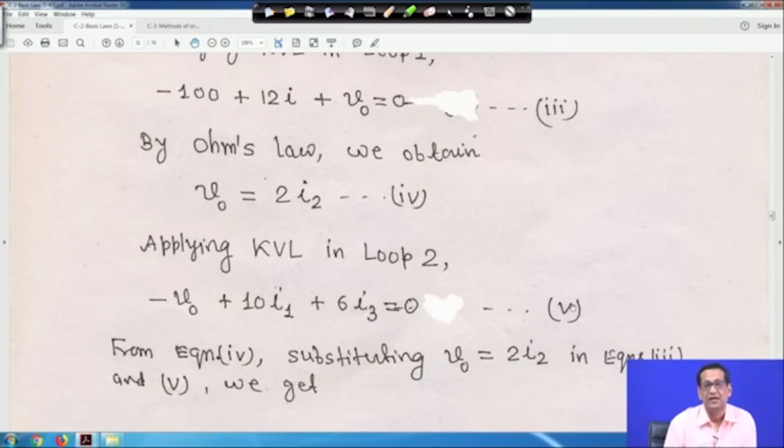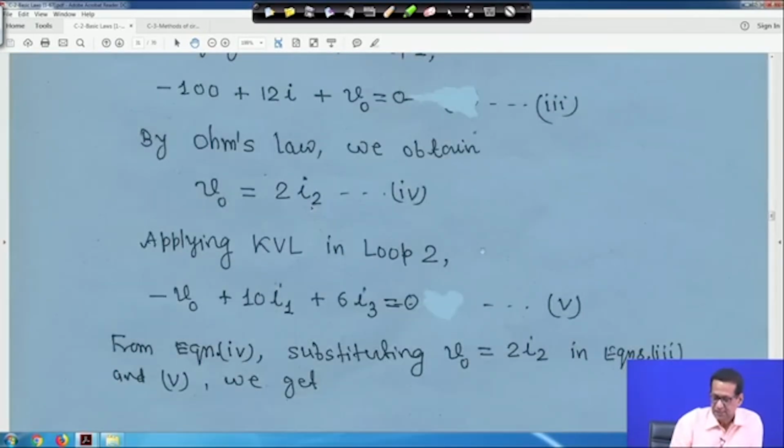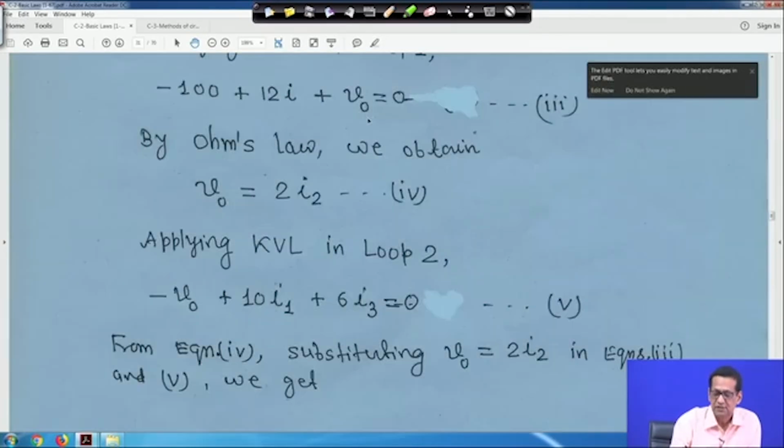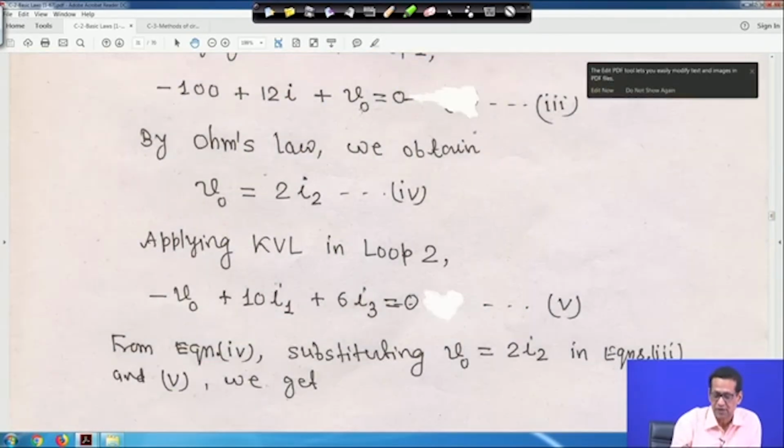So, this is equation 5. Now, from equation 4, that is V 0 is equal to 2 I 2, you substitute this in equation 3 and equation 5. That means, here in equation 3, you substitute V 0 is equal to 2 I 2. Similarly, here also in equation 5 you substitute V 0 is equal to 2 I 2.